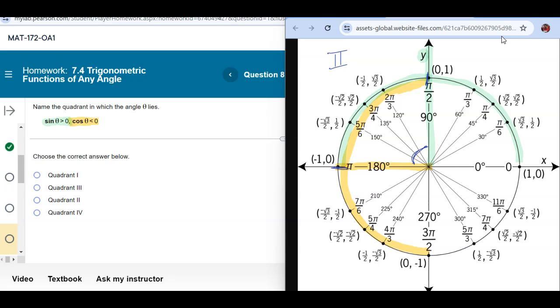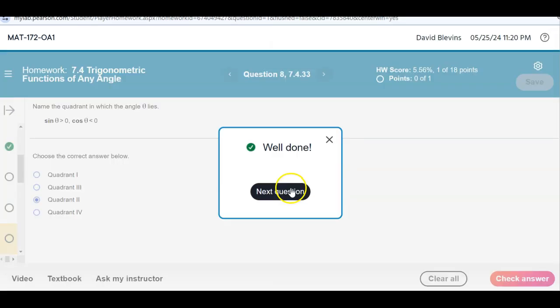All right, and that's what we're doing with these questions. We're taking the information that we have and we're saying, all right, which one satisfies both of these? And so in this case, it's quadrant 2. That would be our answer. All right, let's look at the next one.